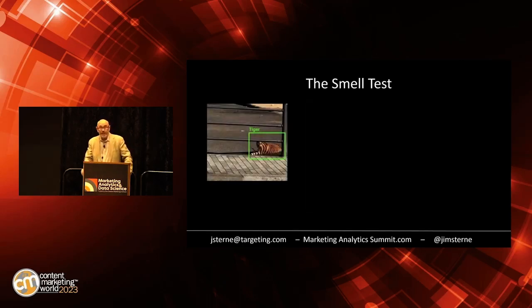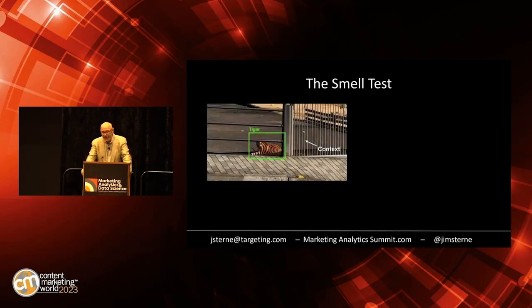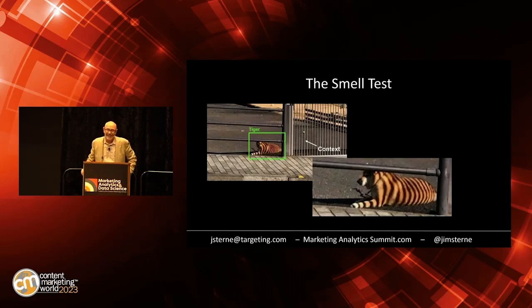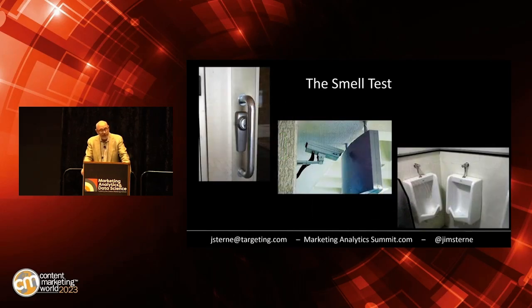The machine says, it's a tiger. The human says, wait a minute, something else is going on here. It's a dog. There are some things humans do that are beyond understanding, but they do not pass the smell test. A human can look at this and go, you know, that's just not going to work.